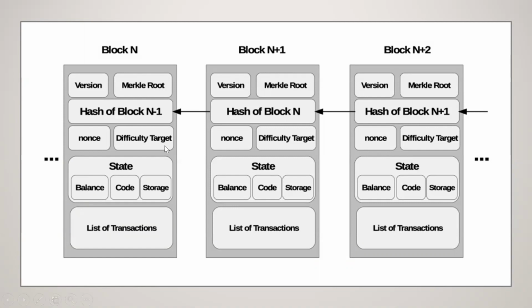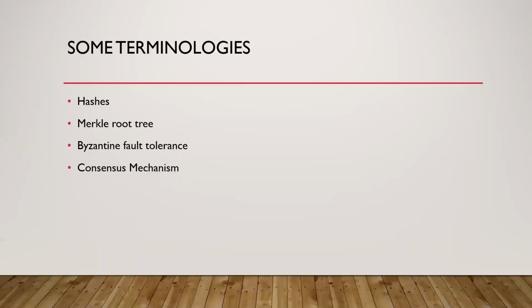So the balance of your account, the code that might have been used, maybe in terms of smart contracts, we'll talk about that later. Storage that is linked with it, and the list of transactions that we have. So there are lots and lots of transactions that are happening and they are getting updated in the block, within the blockchain, right? So it is related to all of them, and we'll get to know about them one by one. We'll start understanding them in detail.